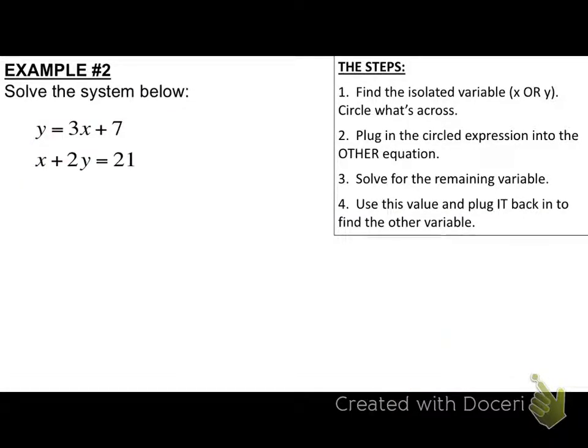All right, example number 2. I know that this is a system because it has two equations, right? I know I should use substitution because I have y right here that's isolated. I have y by itself. Cool. I want to make sure you understand this is a system that we can solve using substitution because we have a y by itself.